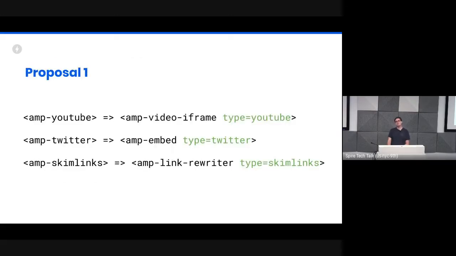What would this API look like? I sort of hit at this, but things like AMP YouTube, AMP Vimeo can become AMP video iframe type YouTube. Things like AMP Twitter, AMP Facebook can become type Twitter, or AMP embed type Twitter, AMP embed type Facebook, right? And so the intent here is not to just bundle this vendor-specific code into one extension, but to extract the common needs and push the vendor-specific things into external JS that we load or config files.